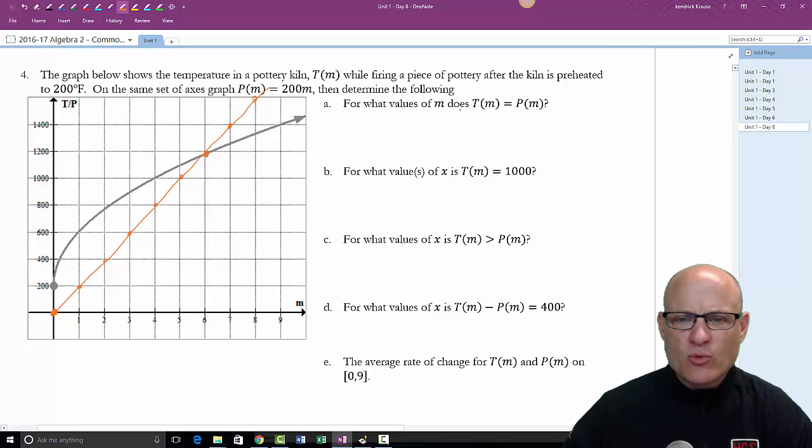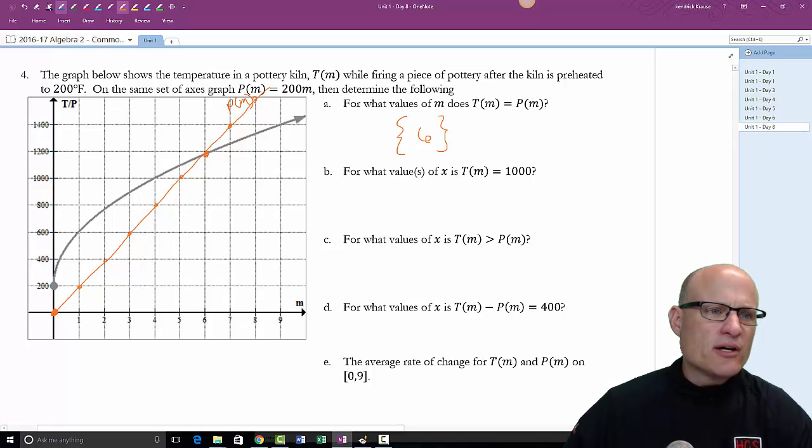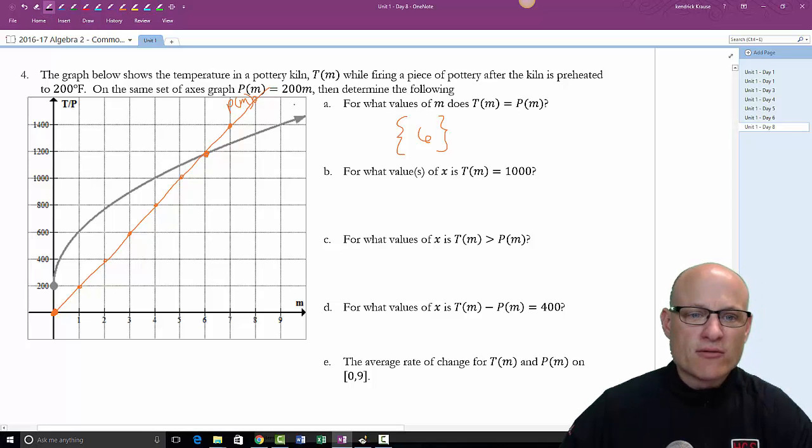For what value of m does T of m equal P of m? 6. When does T of m equal 1,000? Oh, well, first of all, T of m is this one. Now, this is P of m. And I should do this one in a different color. I don't have gray. I used to have gray. Gray was so boring, I got rid of it. So when does T of m equal 1,000? That would be right here at x equals 4.